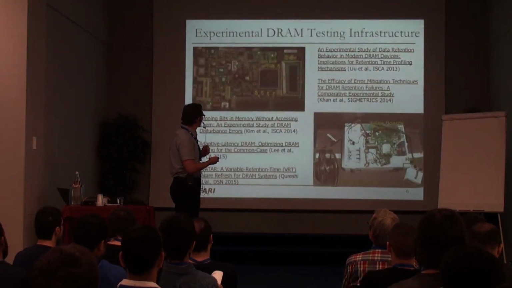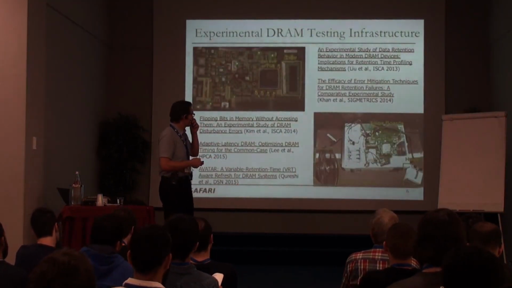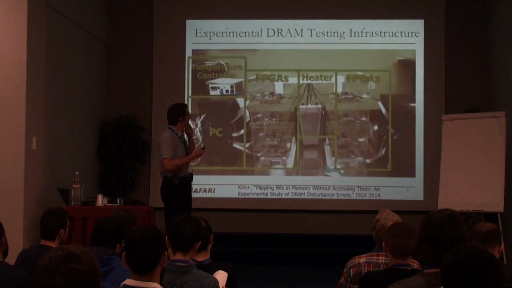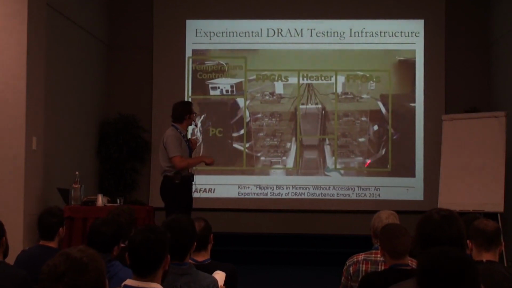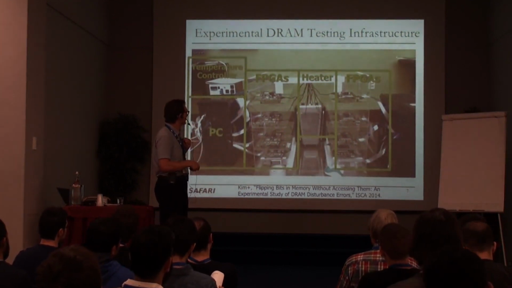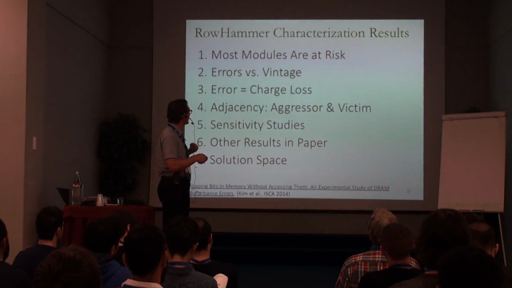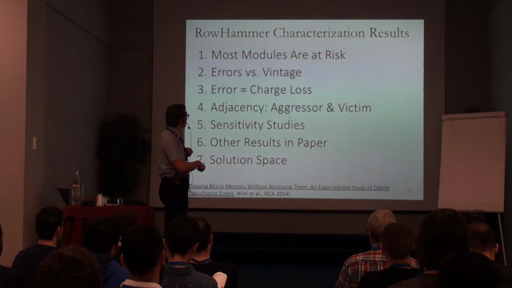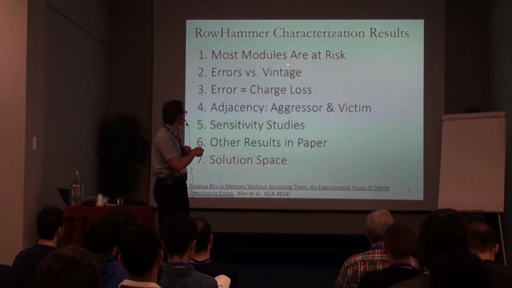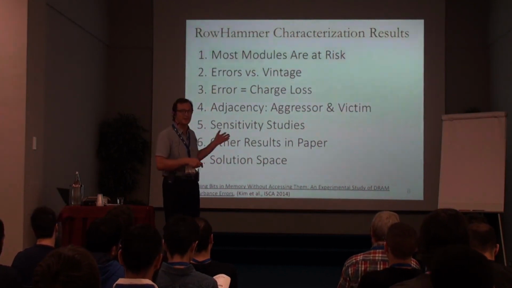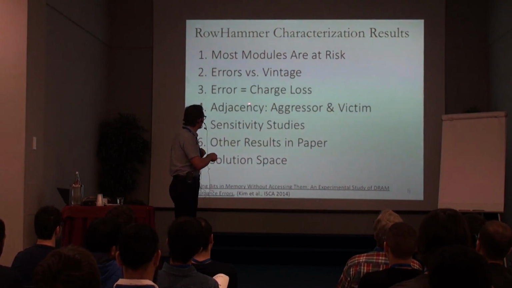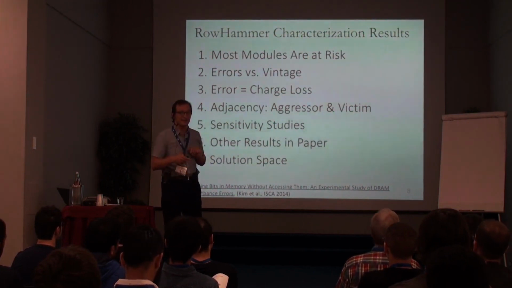Okay. So, remember we were testing DRAM chips, and I'm going to give you some results. This is where the row hammer phenomenon was discovered, by the way. These are the things that we've built so that we can test at scale. These are some of the results from the paper. Basically, most modules are at risk. I've already shown that. This is a scaling problem. I've already shown that. Errors are equal to charge loss. You can read the paper. I'll talk about this adjacency, aggressor and victim.